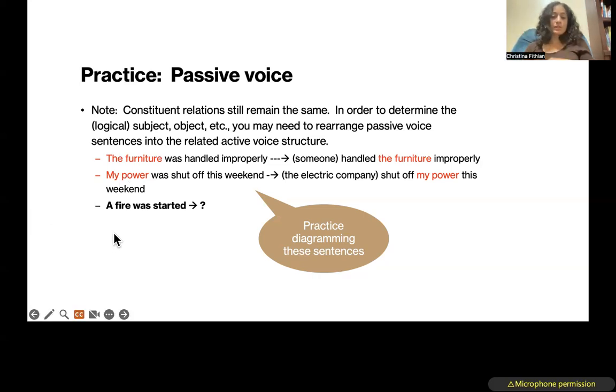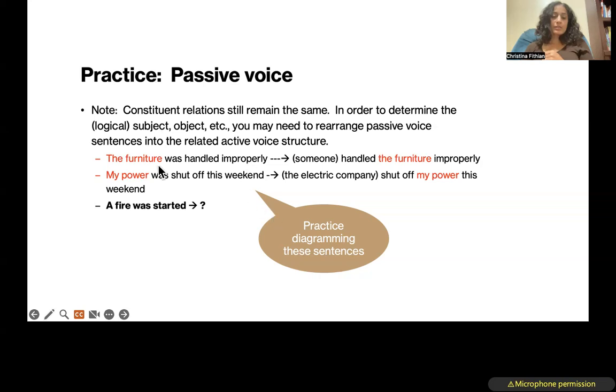Now, if I give you the sentence, a fire was started, just take a second. What is the active voice version of that sentence? You can pause the video. So, a fire was started. Someone started a fire.